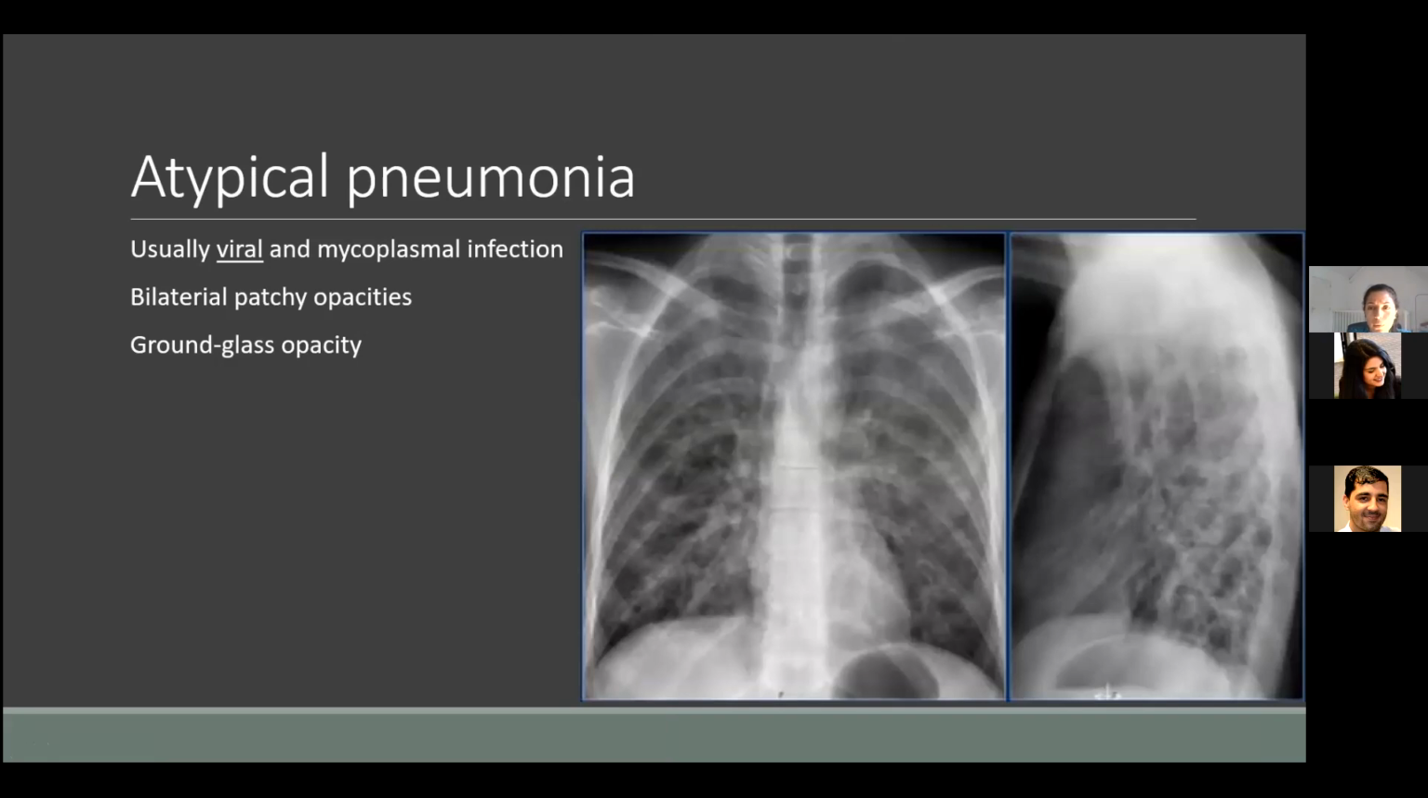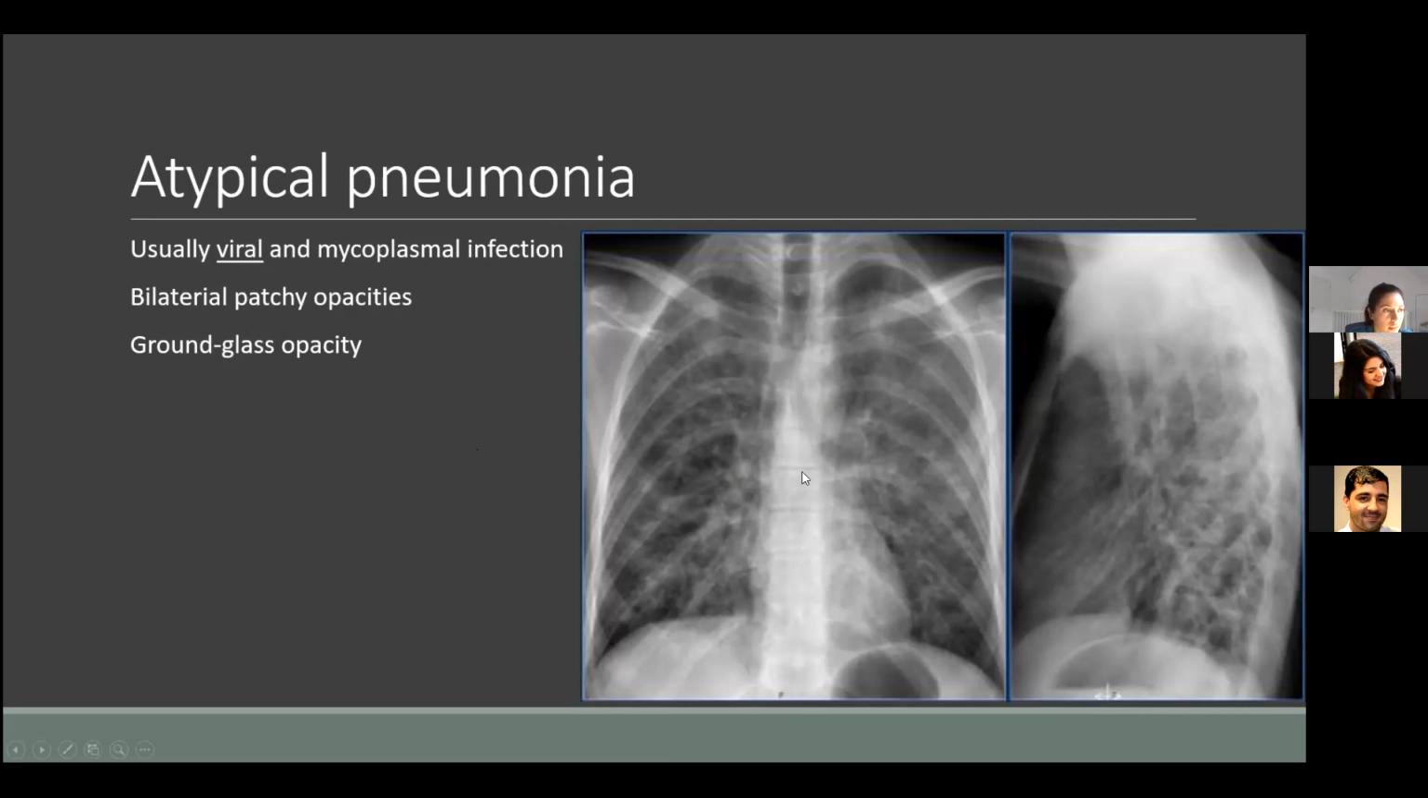So the term atypical in atypical pneumonia does not only refer to the atypical pathogens, but also to the atypical interstitial pattern of the disease. Usually the pathogens are viral, but also Mycoplasma infections. On chest X-ray, you can see bilateral patchy opacities, and the main findings are ground glass opacities, which are a sign of interstitial opacification. This is also mainly seen in COVID-19 pneumonia.